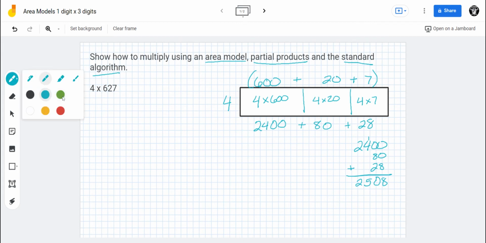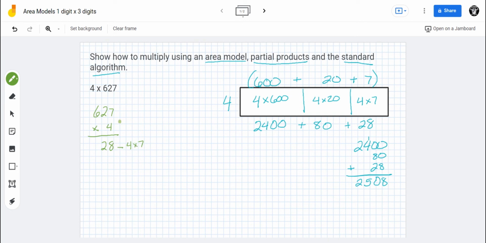So now we're going to switch it over and we'll go with the partial products method of multiplication. So we're just going to write down 627 times 4 right over here. So basically we're going to do the exact same thing, except this time we're not going to draw it out in an area model. So we're going to say, okay, what is 4 times 7? Well, 4 times 7 is 28, right? So that is 4 times 7.